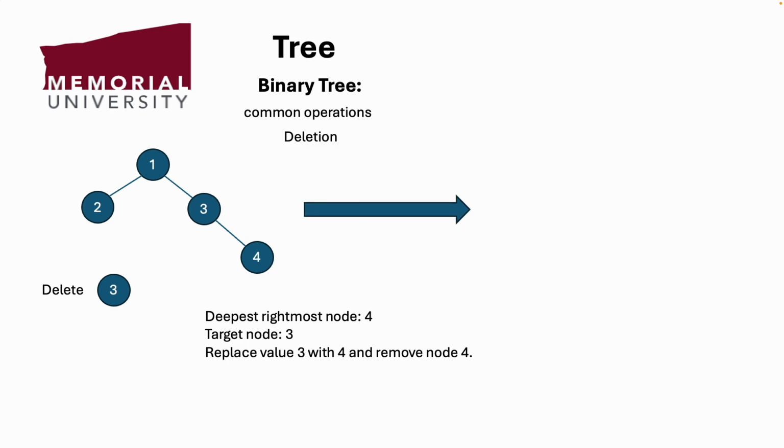Okay, after deletion, the tree becomes like this. So the target node's value is replaced by the deepest rightmost node's value. Okay, so the 3 is replaced by the 4, and then that node has been deleted. So after deletion, this is what we get. So it looks like the node 3 has been deleted. All right.